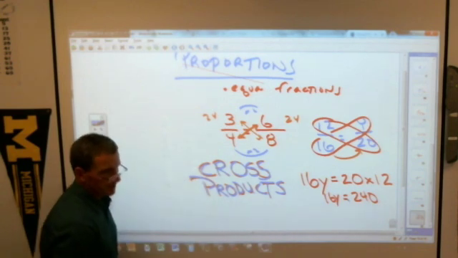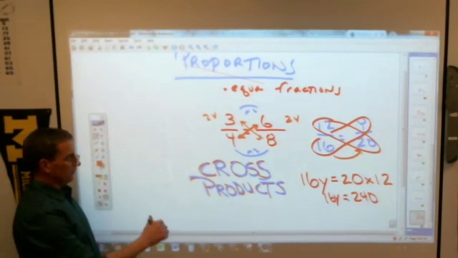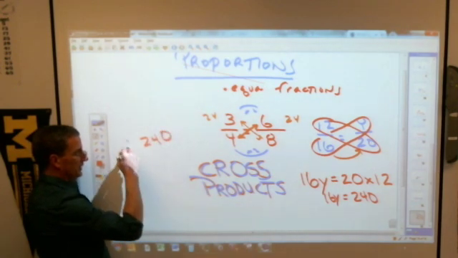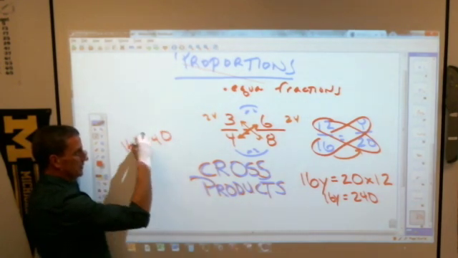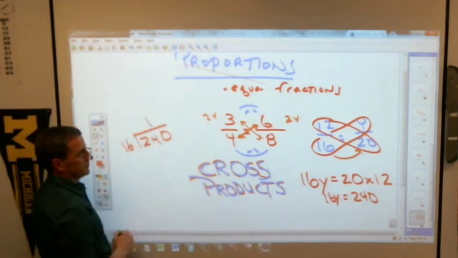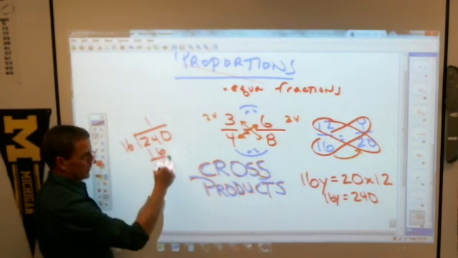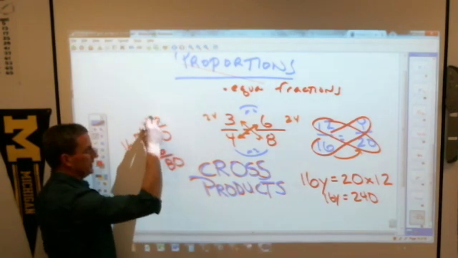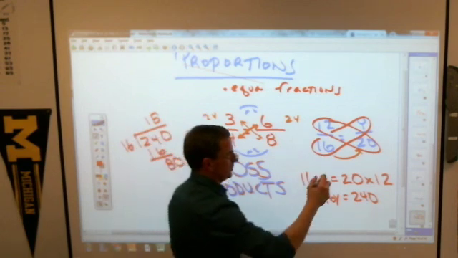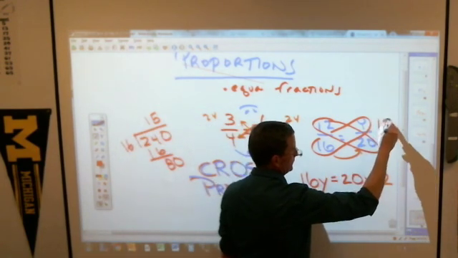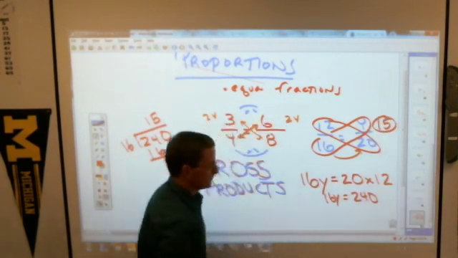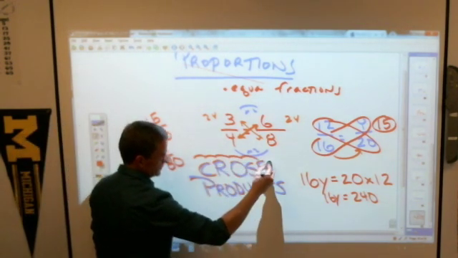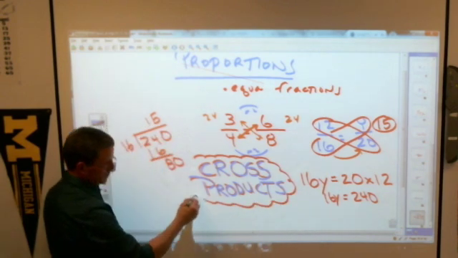I just need to figure out what number times 16 gives me 240. How would I do that? What number times 16 gives me 240? That means it is a division problem. 240 divided by 16 looks like it is, 16 times what goes to 80? 5. So this number up here would be 15. Cross products are what it's all about today.